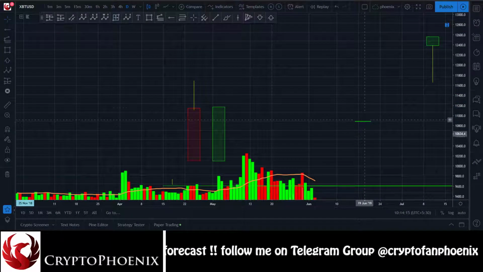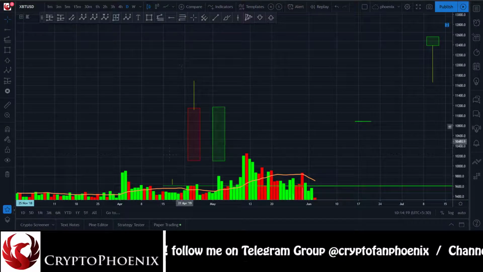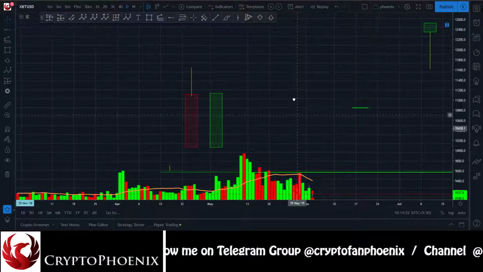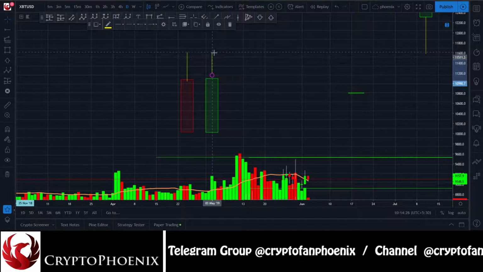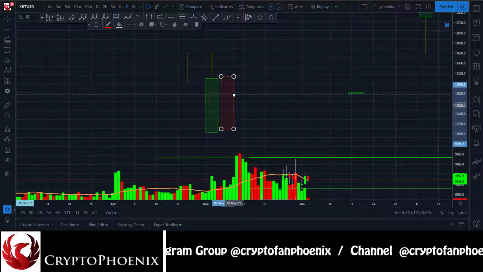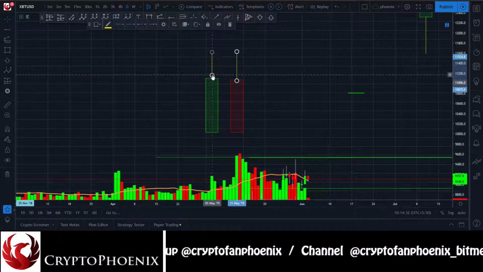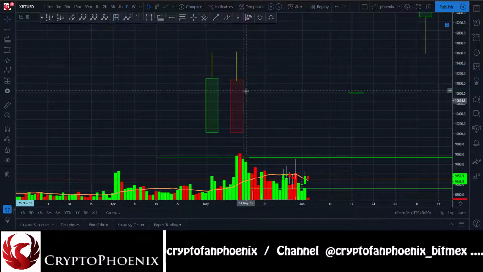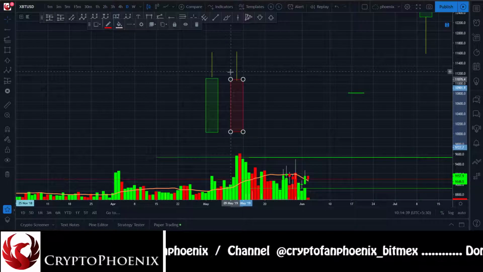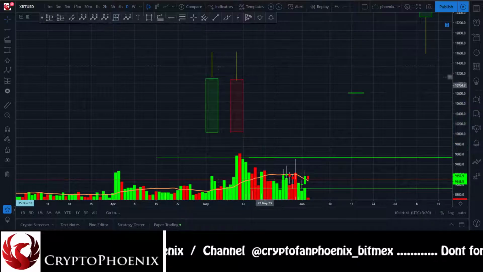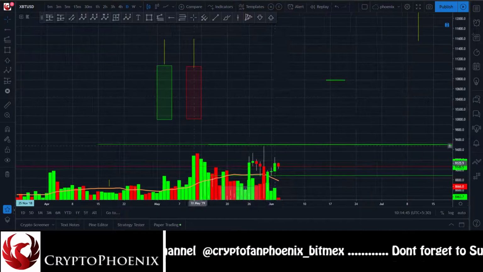So tweezer tops and tweezer bottoms. This is the example of a tweezer top. Sorry, I just made a wrong candle. Tweezer tops mainly form at the top of the trend. The name itself says it: tweezers happening at the top of the trend, so it's called a tweezer top. Tweezer tops are typically like this sort of example.